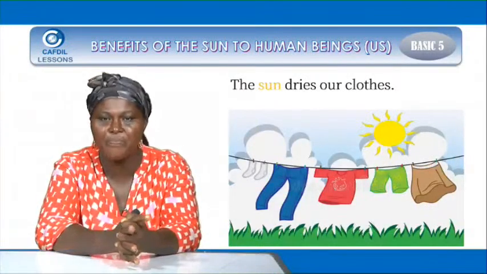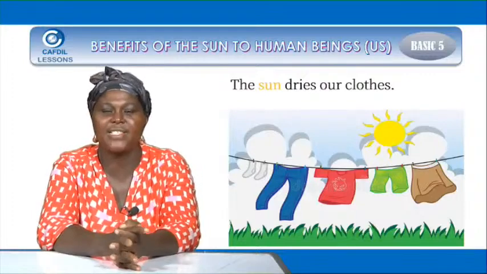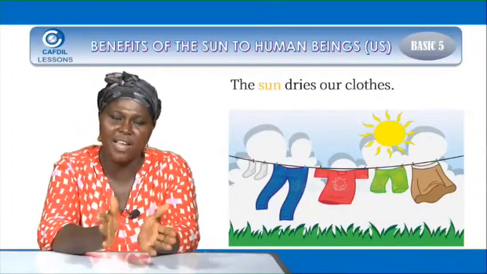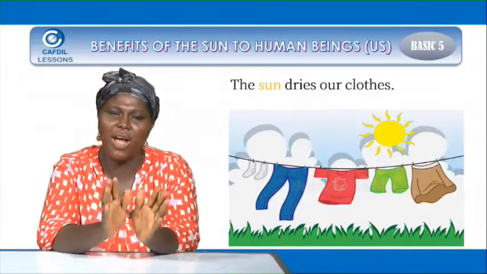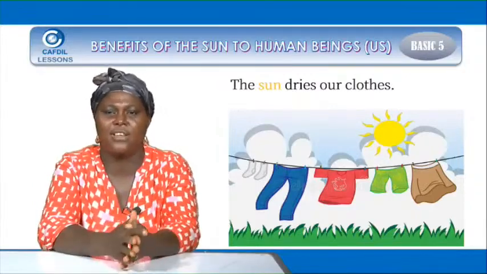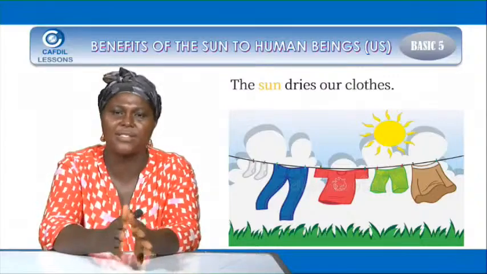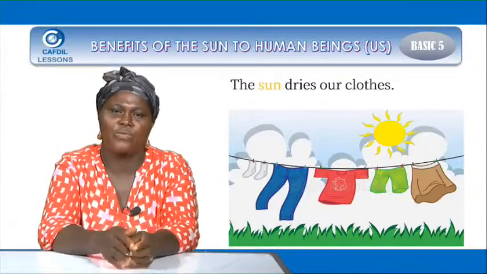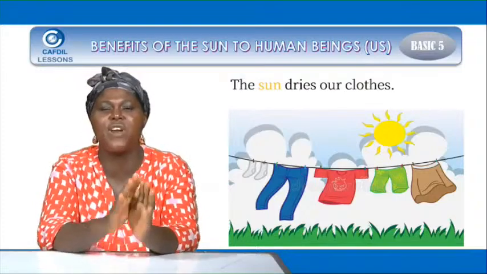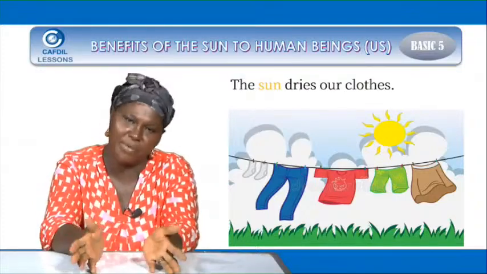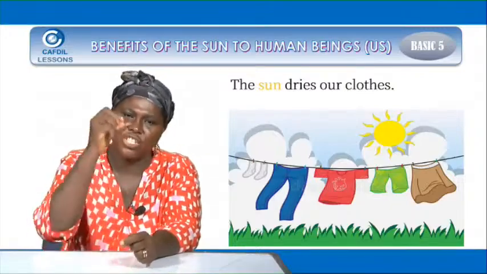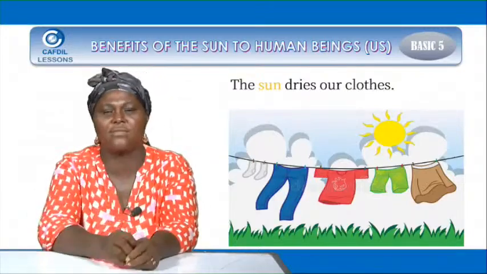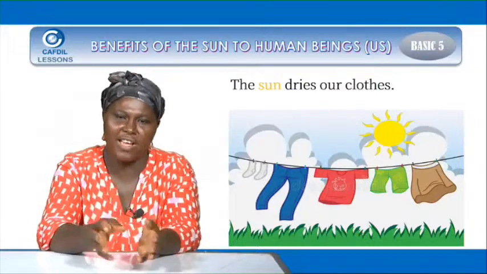What can you see? Yes, the sun dries our clothes. When you wash and hang them on the lines for 2 hours, 3 hours, when you go and take your clothes, you see that they are very dry. Now what happens is the heat from the sun shines on the clothes and they get dry.